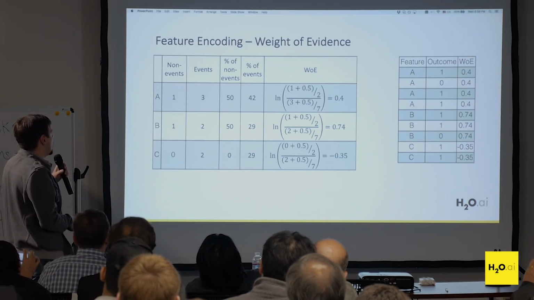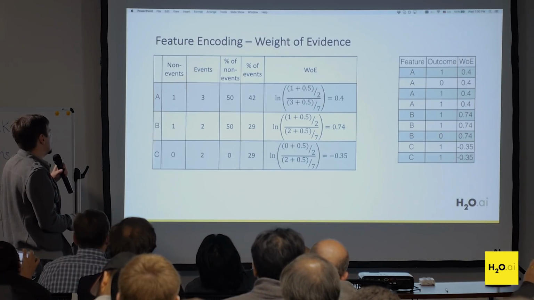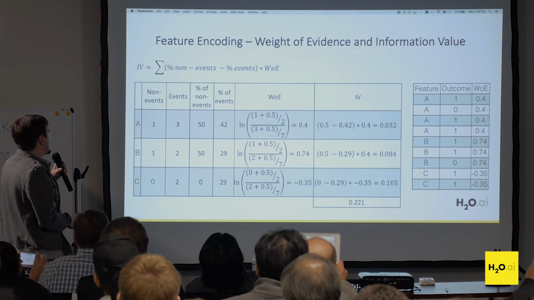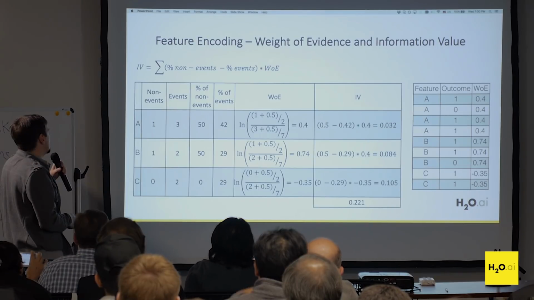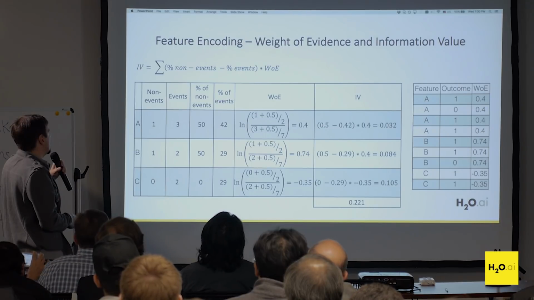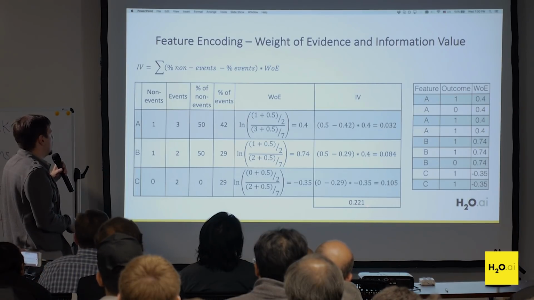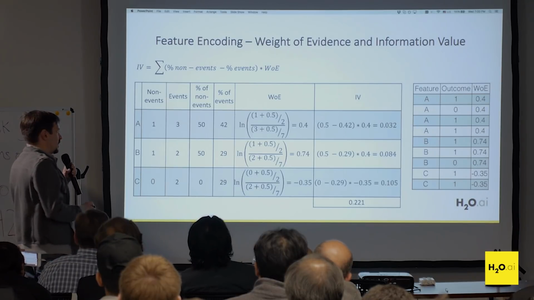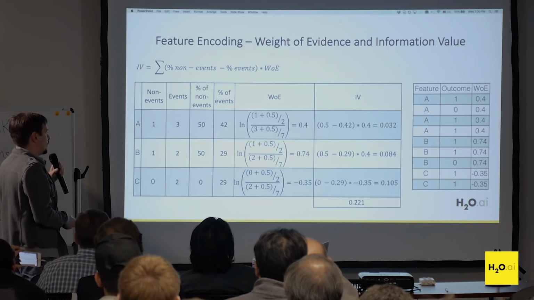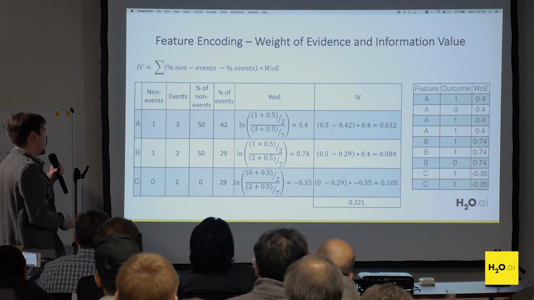So that's another way you can encode your category levels and your categorical data. What else can be done? This weight of evidence has a nice addition to it, which is called information value. You can calculate information value as the difference between the percent of non-events and events multiplied by weight of evidence, and you summarize it across your levels. This gives you a number, which is basically your feature importance. So you can use this number to pre-select the features or categories you would like to use.